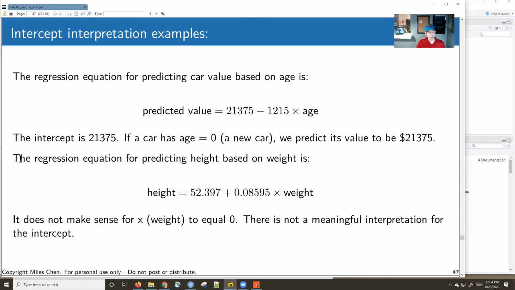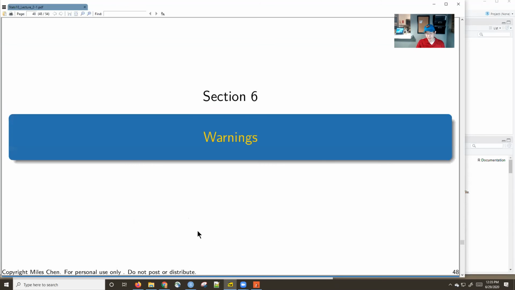All right. Predicting height based on weight, our intercept is 52.397, but you cannot have weight equals 0, right? That's impossible. Weight equals 0 is literally no person, and you have no interpretation for the intercept here. So this number is meaningless, doesn't make sense. All right, and so that's the interpretation of the intercept. It's just our prediction when x equals 0, which may or may not make sense depending on the context of the problem.